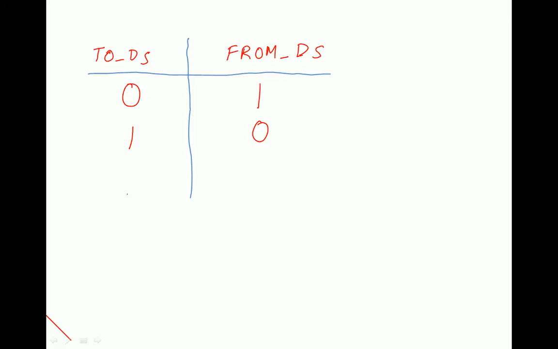Now it gets interesting. Let's have a look at the other two combinations. The other two combinations are 0, 0, where the To DS and the From DS bits are both 0, and the combination of 1 and 1. I told you it'd get tricky, right? So let's have a look at the combination of 0 and 0.